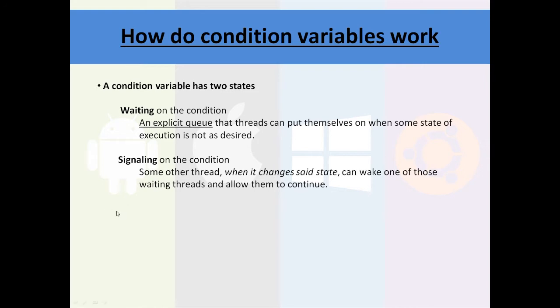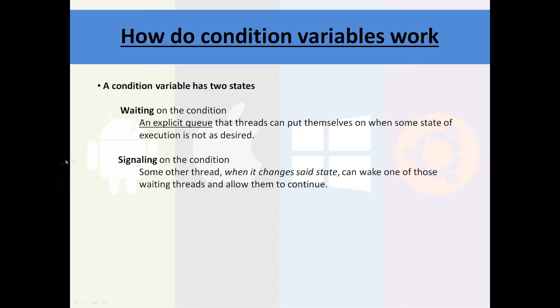Well, a condition variable has two states, or it can be in one of two states: waiting on a condition. What this means is that there is an explicit queue that threads can put themselves on when some state of execution is not desired. When they are waiting, we store them in what is called a waiting list. It basically just indicates all the threads that are waiting for some sort of condition to be updated.